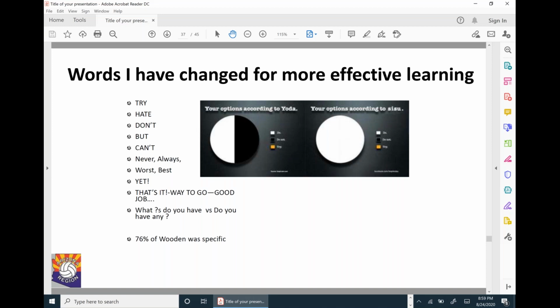Don't have time to do all these, but just know that I have gotten rid of the word try. I've gotten rid of the word hate. I've gotten rid of the word don't. I've gotten rid of the word but. I can talk about why that is. I've kept the word yet.